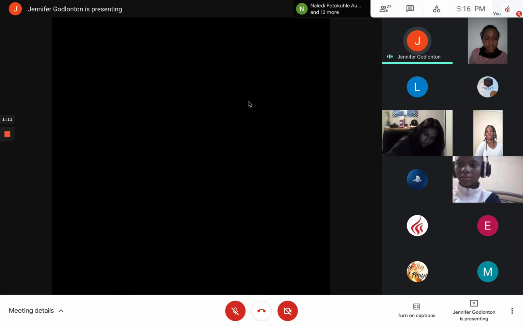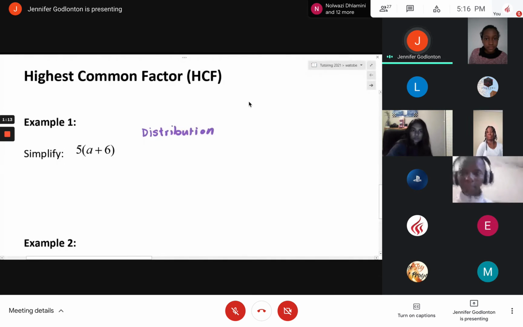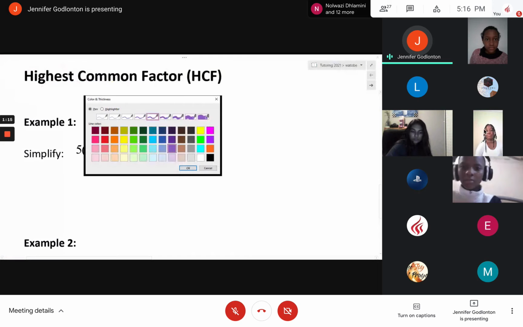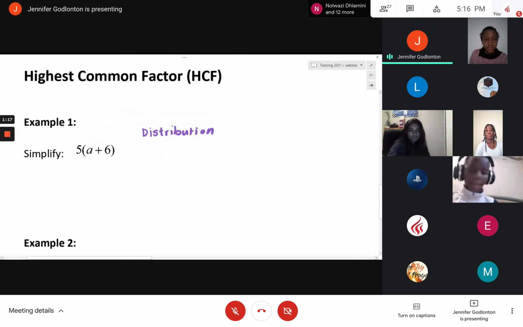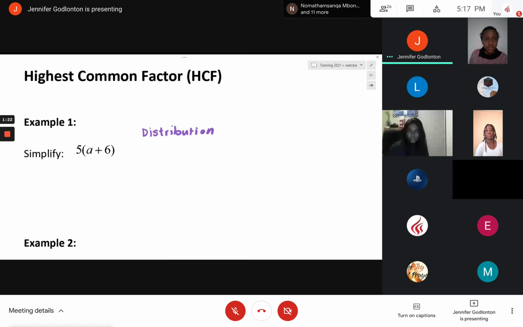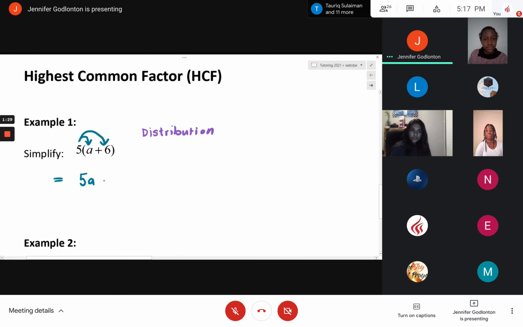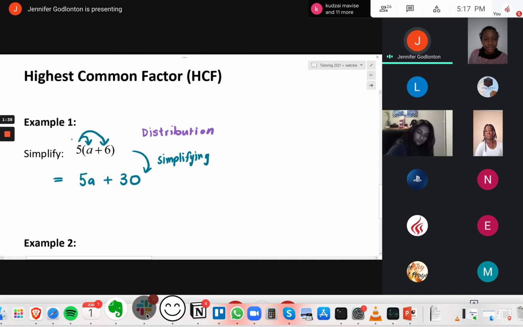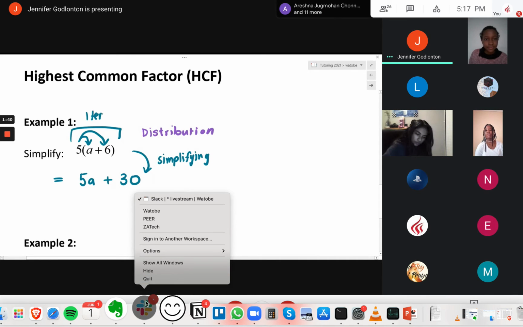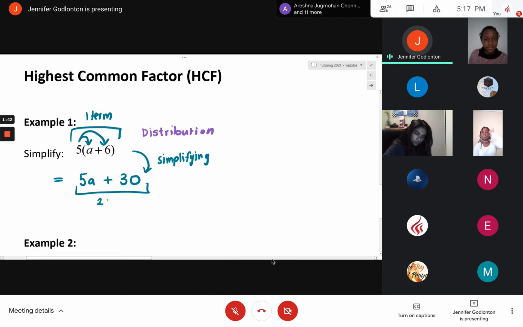Okay, so Tristan, can you talk me through how I would start working this out? You would distribute the 5 to the 8 and the 6. Okay. And what's 5 times 6? Beautiful. Okay. So this process over here is when we are simplifying. What we're doing is we've gone from having 1 term to having 2 terms.